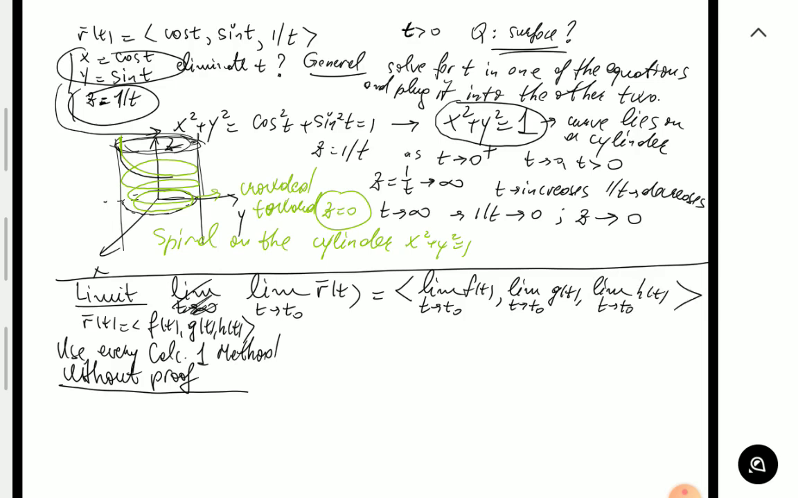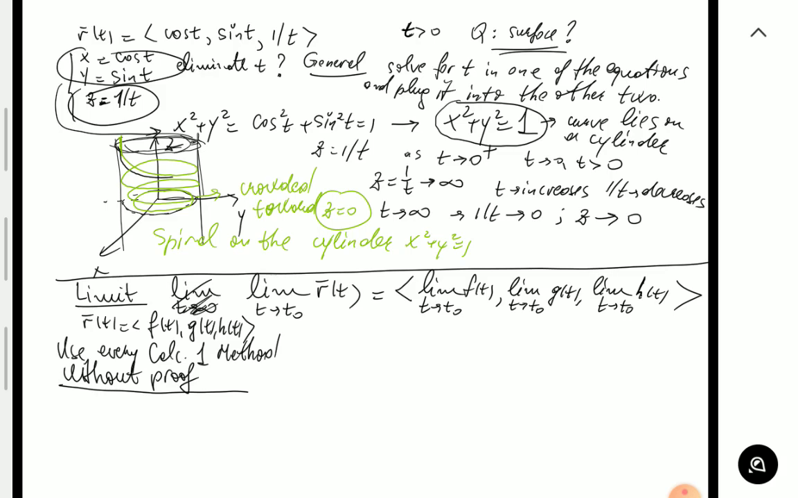So no fancy proofs, there's no need to do anything, just apply any method you learned. If the limit is immediate, compute it right away. But that is the definition. So the limit essentially translates to the limit of each component. In other words, it's asking whether the motion approaches a specific point, or infinity or minus infinity.